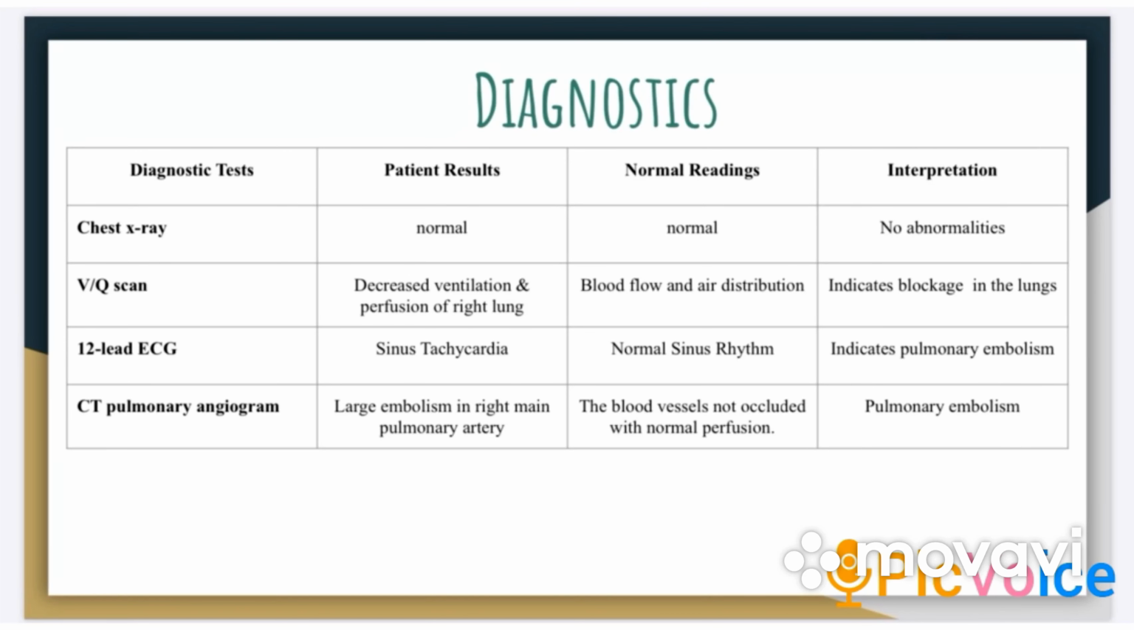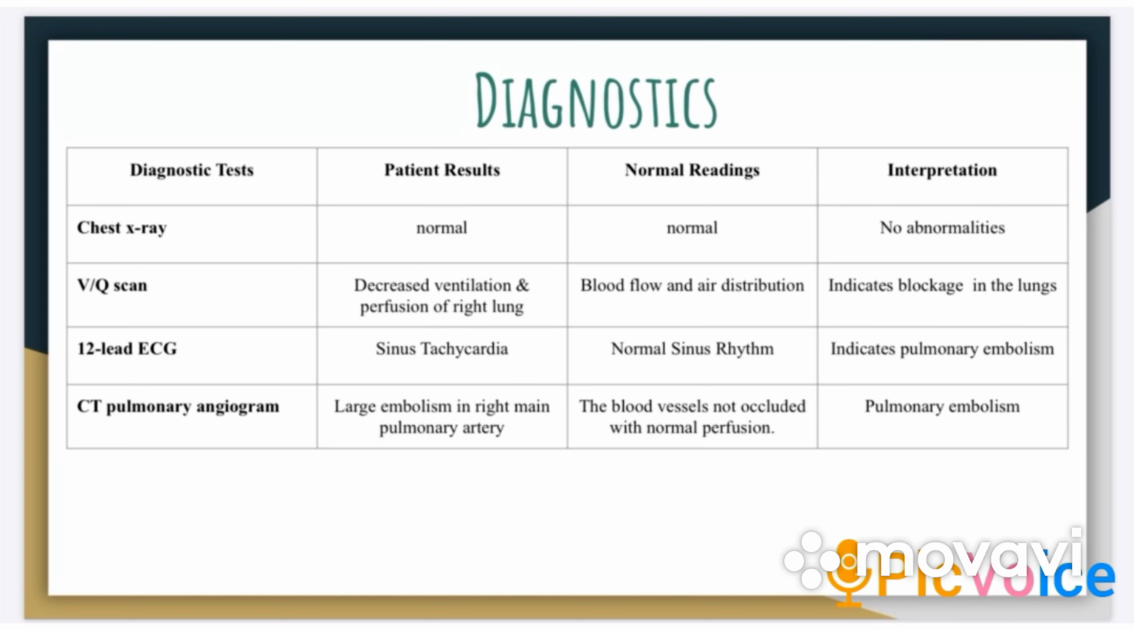So basically, when we saw the sinus tachycardia, we said, okay, she has an embolism, a pulmonary embolism. But just to further our diagnostics, just to confirm that this is what she has, we did a CT pulmonary angiogram. And this CT pulmonary angiogram showed a large embolism in the right main pulmonary artery.